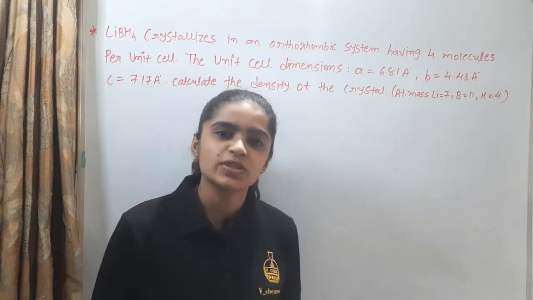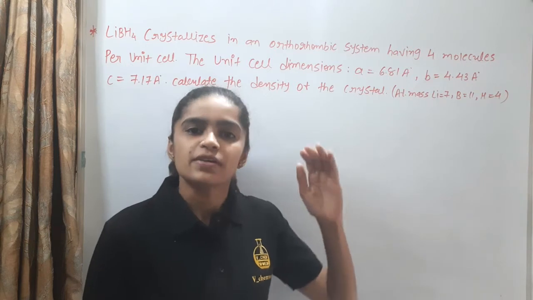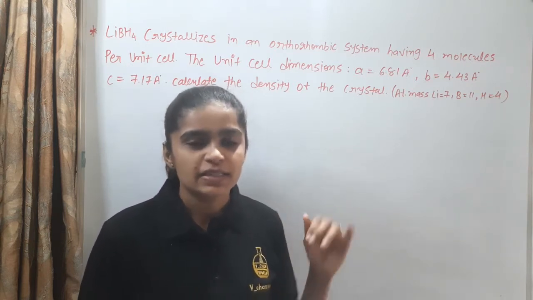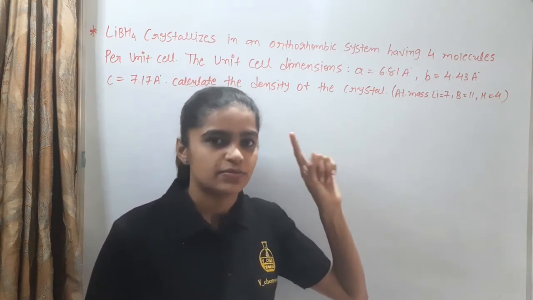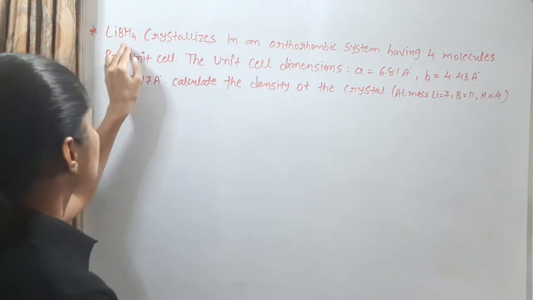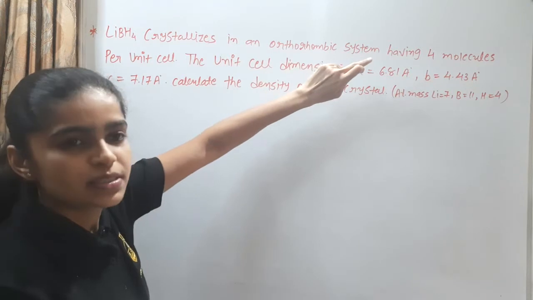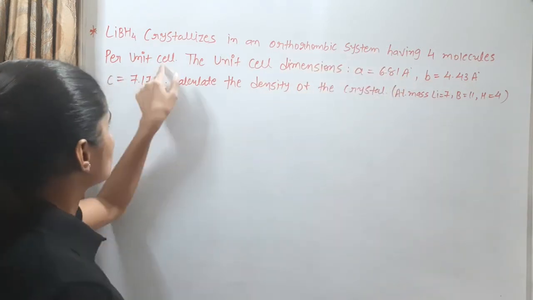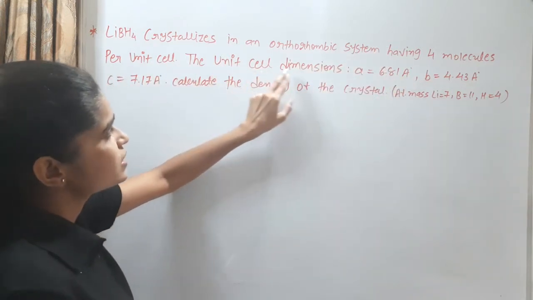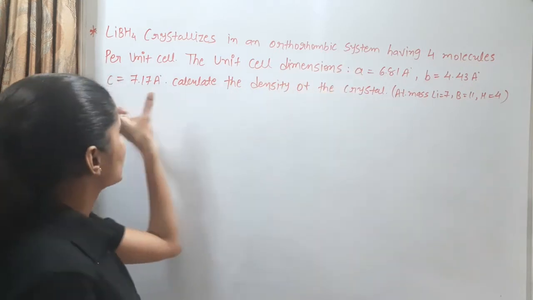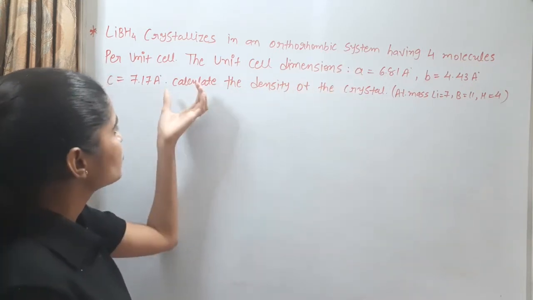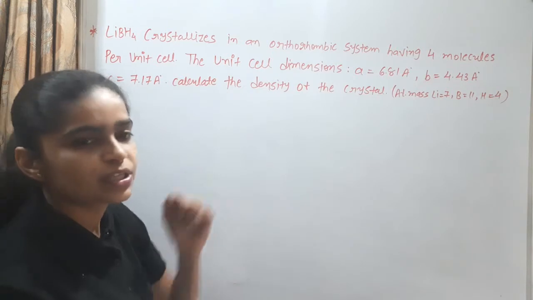Today we will discuss question answers based on unit cell dimension and density. This is an advanced level question. First question: lithium borohydride crystallizes in an orthorhombic system having 4 molecules per unit cell. The unit cell dimensions a, b and c are given. Calculate the density of the crystal.